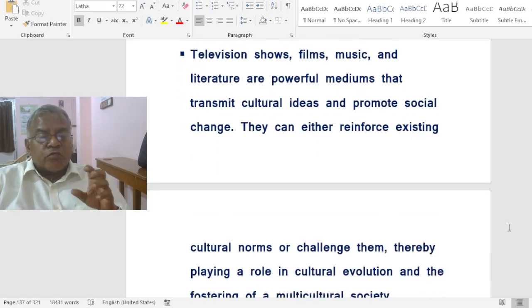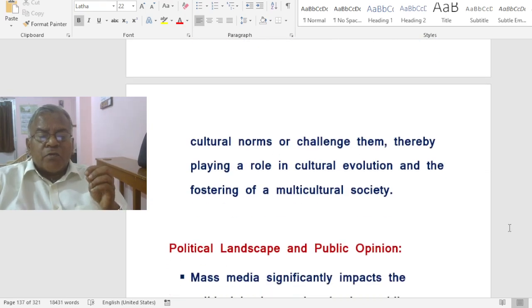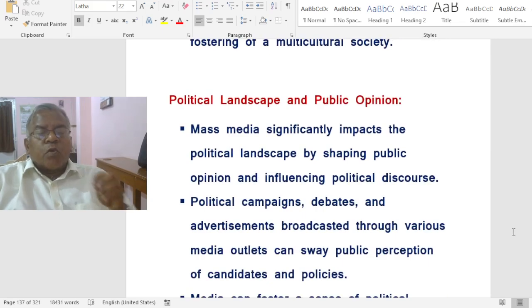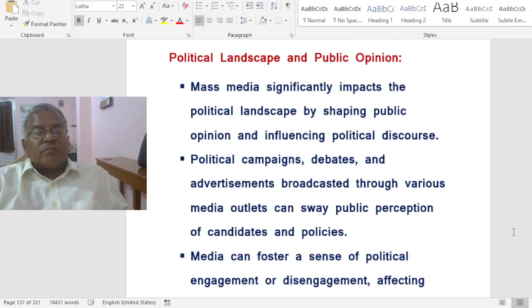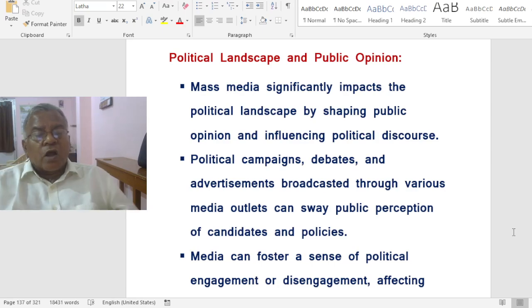They can either reinforce existing cultural norms or challenge them, thereby playing a role in cultural evolution and the fostering of a multicultural society. Political landscape and public opinion. Mass media significantly impacts the political landscape by shaping public opinion and influencing political discourse. Political campaigns, debates, and advertisements broadcast through various media outlets can sway public perception of candidates and policies.